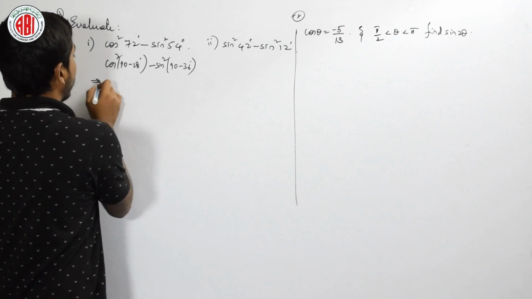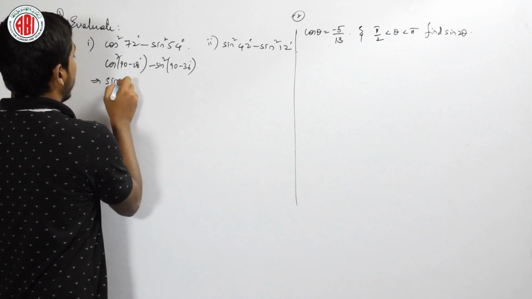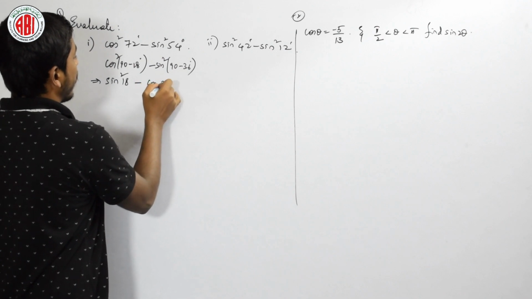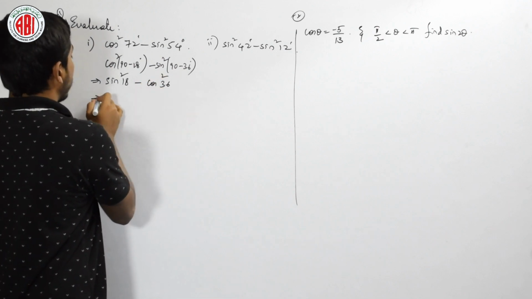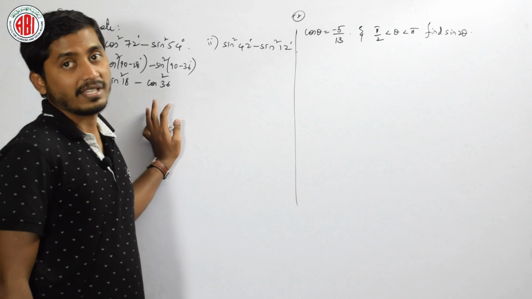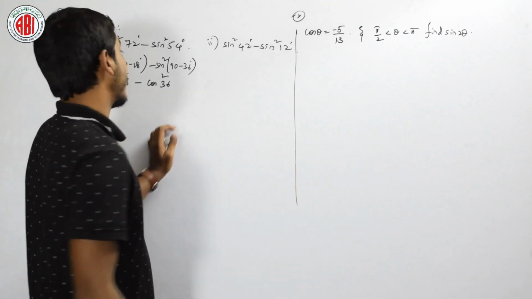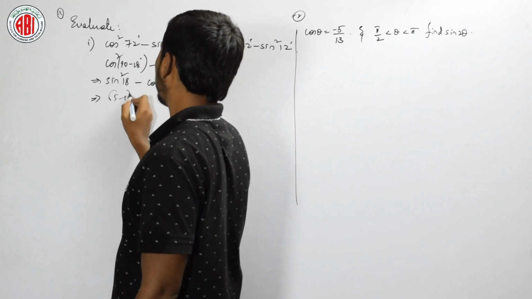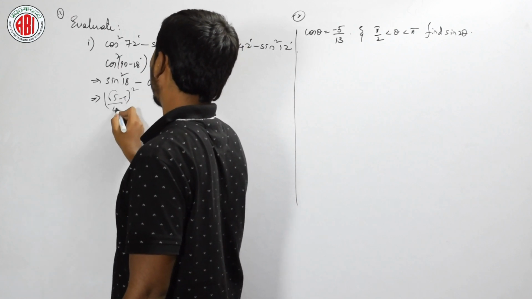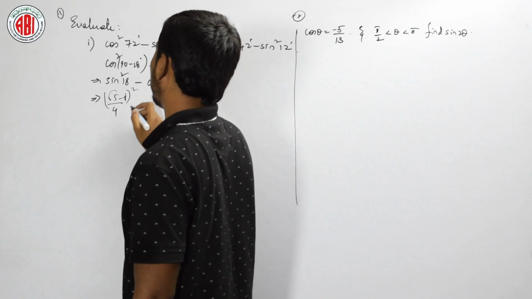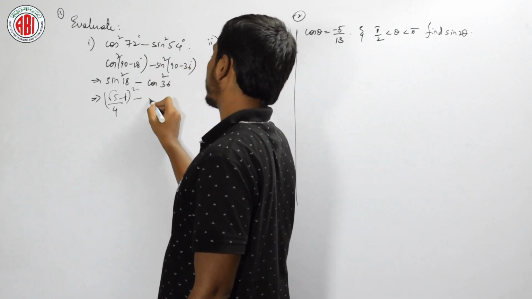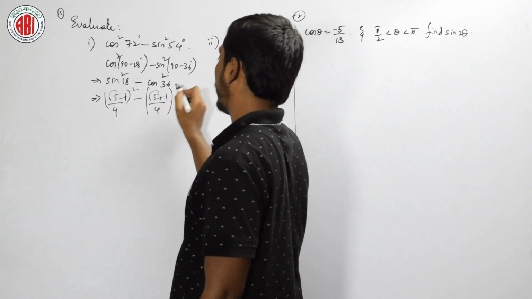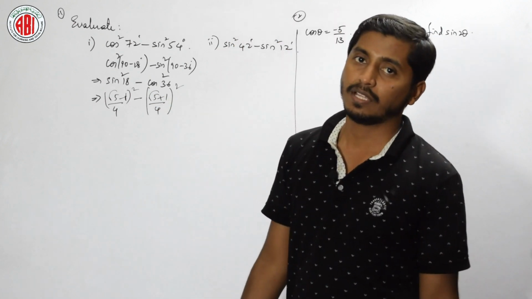What is cos of 90 minus 18? It is nothing but sin 18. Sin of 90 minus 36 is cos 36. Now just substitute the values of sin 18 and cos 36. The value of sin 18 is root 5 minus 1 by 4 whole square. Cos 36 is root 5 plus 1 by 4 whole square. Thus we have to simplify it.